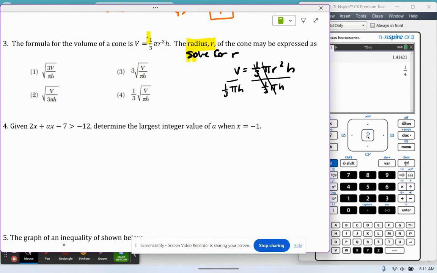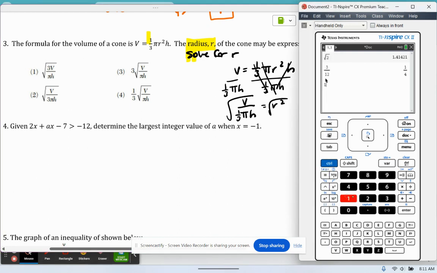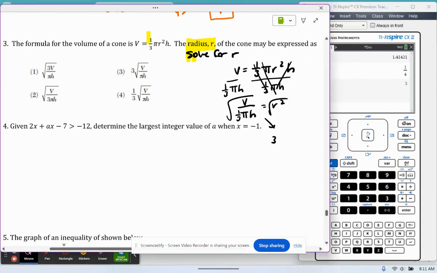These all cancel. And I'm left with v over 1/3 pi h equals r squared. I'm going to square root both sides. It looks like they don't have any answer choices with a 1/3 in the denominator, right? So let's go ahead and type in 1 divided by 1/3 in our calculator and see what we get. It's a 3. So 1 divided by 1/3 gives me a coefficient of 3 with the v. And then I have pi h in the denominator. Your answer choice is choice 1.